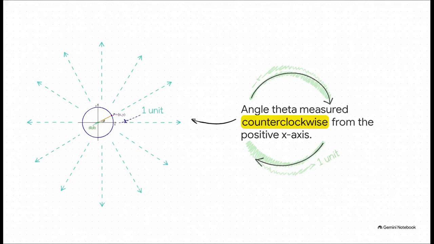When you picture the origin at 0, 0, notice how the angle, which we call theta, starts from the positive x-axis and rotates counterclockwise. The point at the end of that angle sits exactly on the circumference. And because this is a unit circle, the direct distance from the origin to that point is exactly 1 unit. It really is that simple.